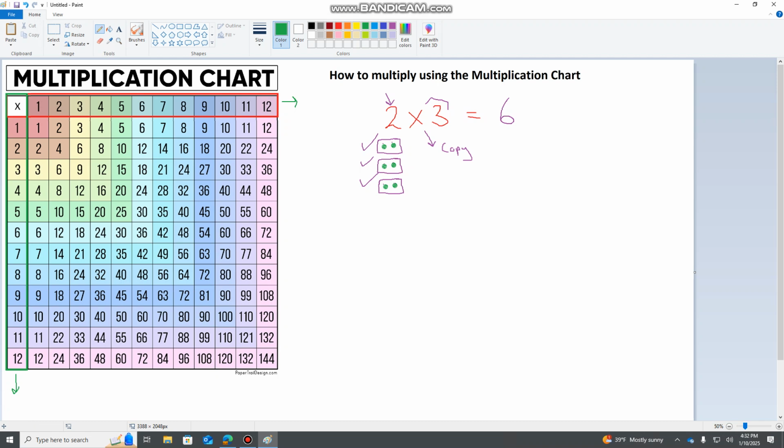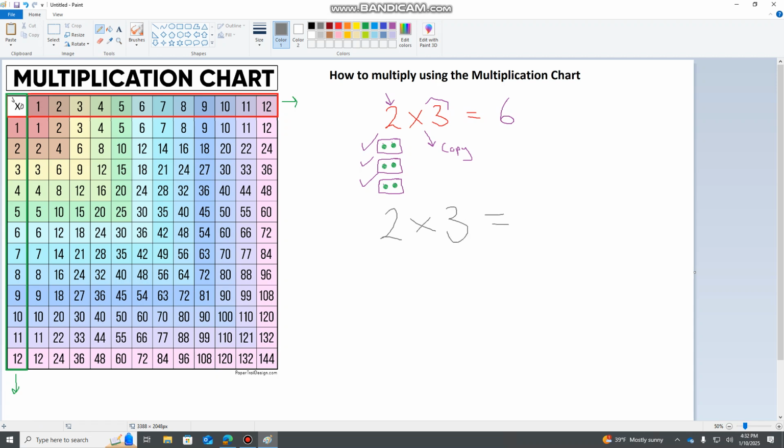Now, just one thing I want to remind you guys is that this x right over here, when you see that x, it means not only to multiply, it also means that this is a 0 right here. That's a 0. Everything has to start from 0. So now I'm going to show you how to do 2 times 3 on this multiplication chart.